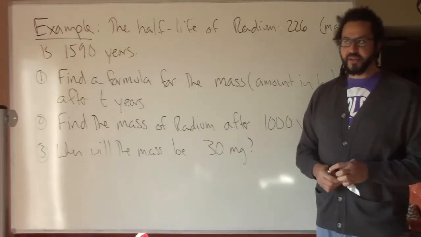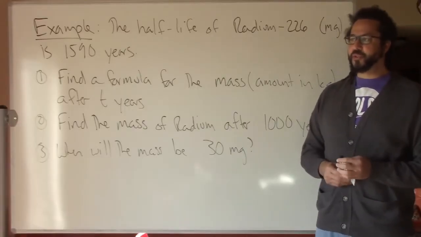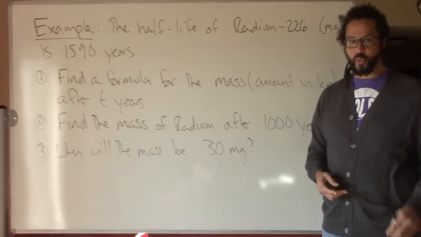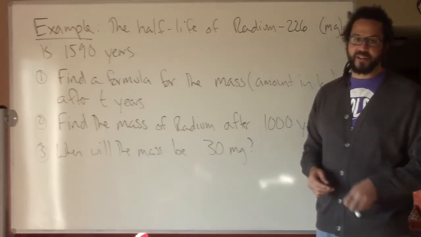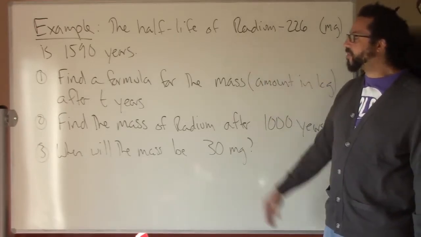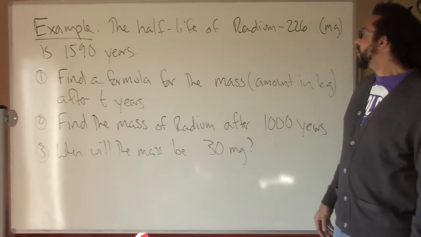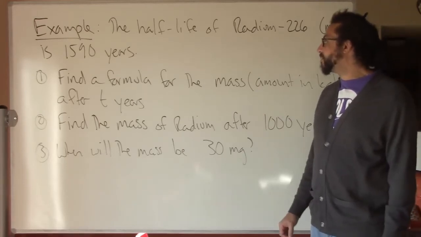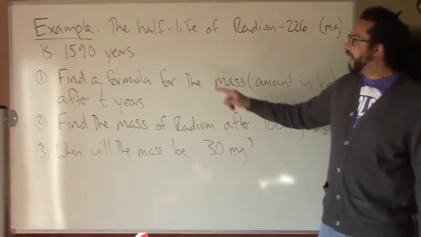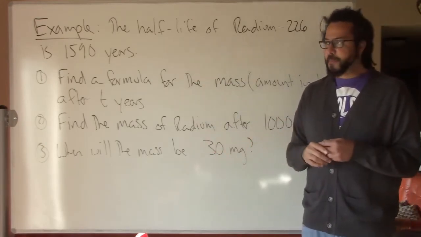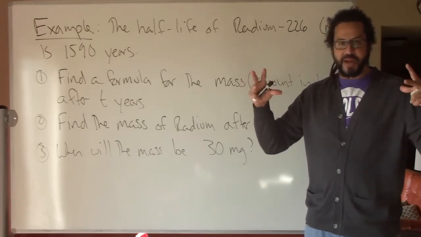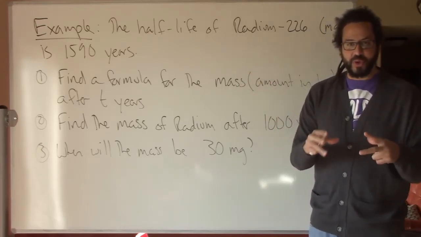Okay, here's another example of exponential growth and decay. The last example we saw was exponential growth because we had a positive growth constant. Here we're going to look at exponential decay. So we've got some radioactive material, radium-226, and the half-life of a substance is the amount of time that it takes to go from its original amount to half of its original amount.